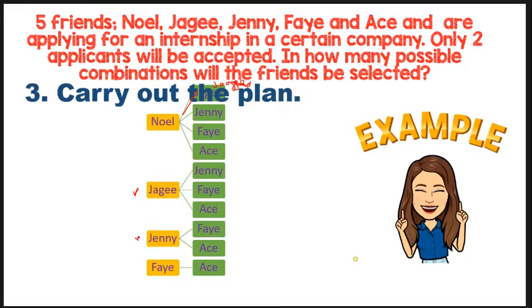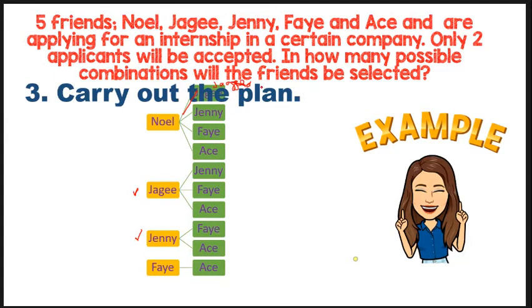Now, for Jenny, since the combination of Jaji and Jenny already appeared on the previous part, we are going to pair Jenny only with Faye and Ace. And finally, we have Faye and Ace. Since Faye was already partnered with Noel, Jaji, and Jenny previously, she will only be paired with Ace this time.